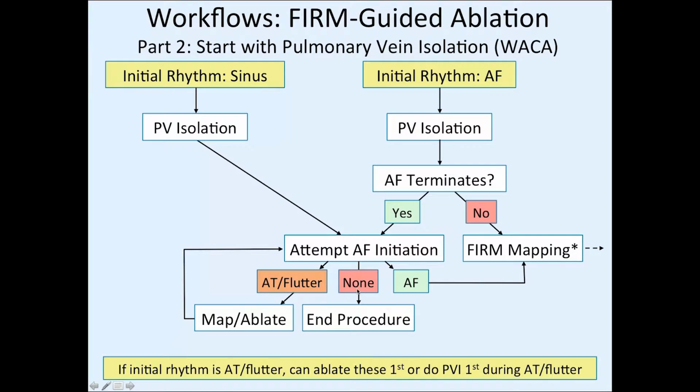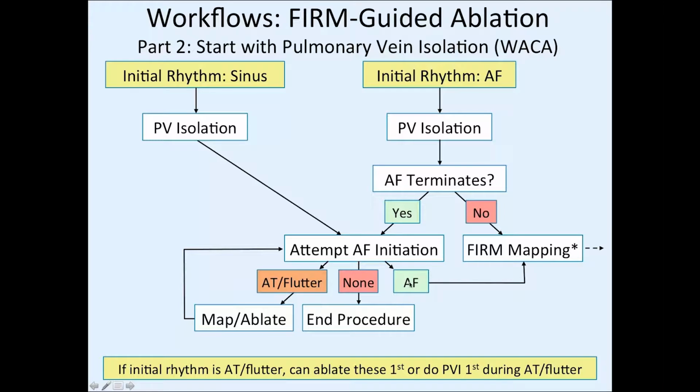If we can't get any, the procedure is pretty fast. We're done with it, despite epinephrine use, which is what we use nowadays instead of isoproterenol for cost. If we get atrial flutter or atrial tachycardia, we'll go ahead and map and ablate those, and then reattempt to initiate atrial fibrillation iteratively until we get either nothing or get atrial fibrillation.